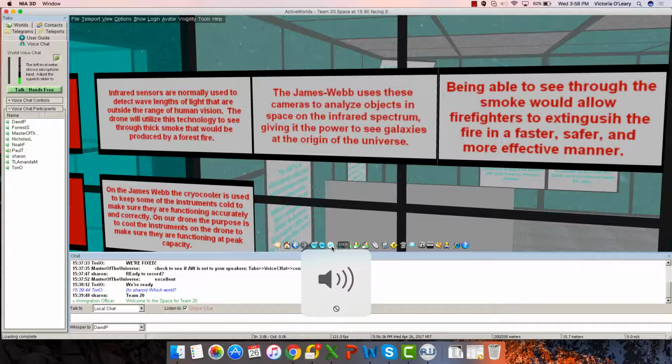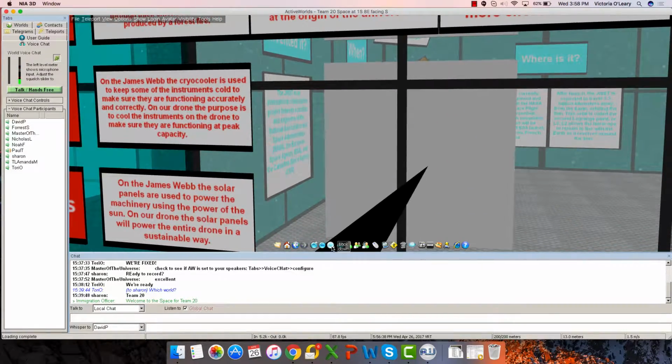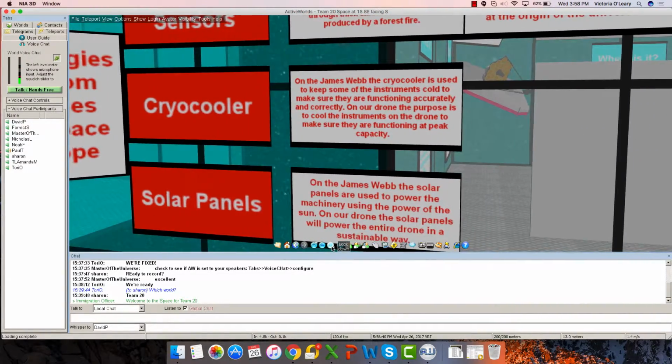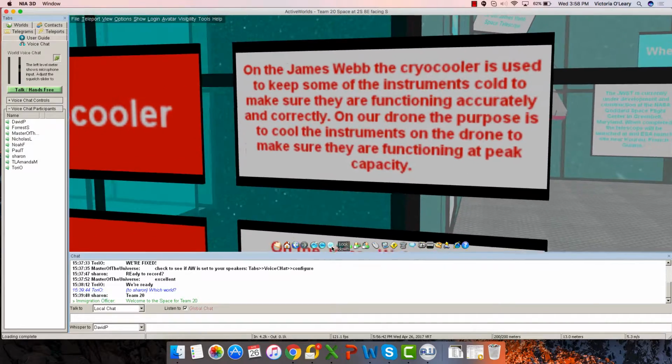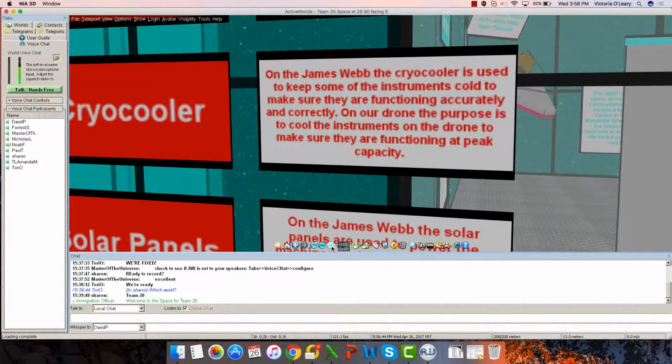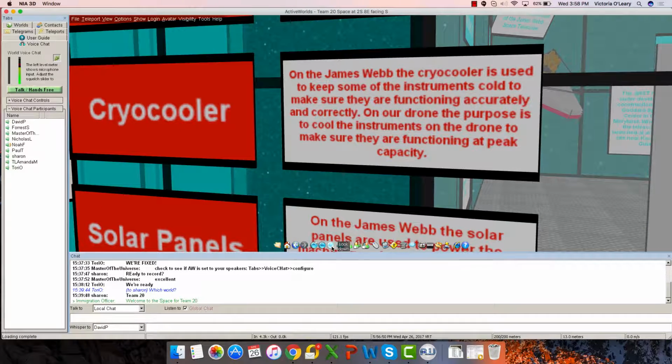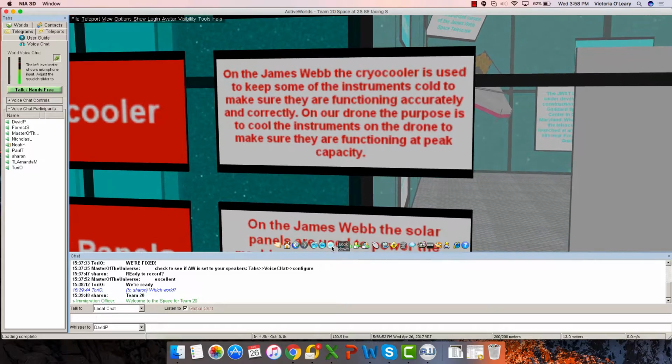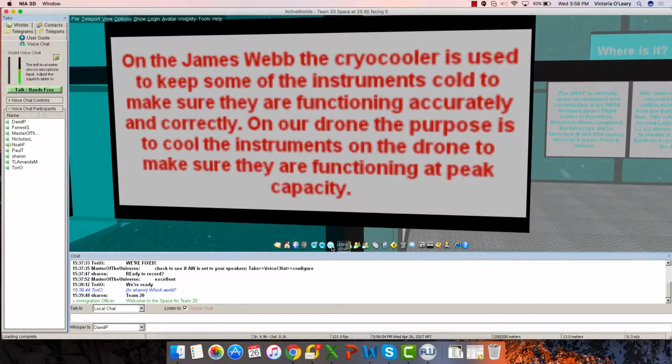Okay, and now I'm going to give you to Noah to let him explain the other components we used. We also use the cryo cooler, and we decided to use the cryo cooler because when it's used on the James Webb Telescope, it's used to cool the instruments to make sure that the instruments are always functioning accurately and correctly. And so we decided to use the cryo cooler for the same purpose because we didn't want it to be inaccurate with its findings or readings.